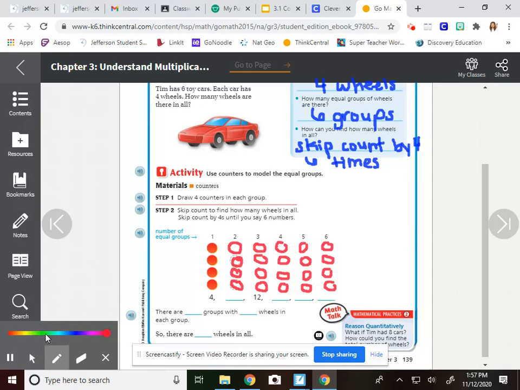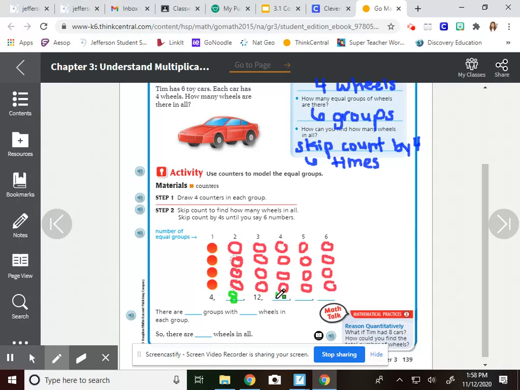Now we're going to skip count by 4s until you say 6 numbers. So we're going to put 1 number under each group. So they started with 4. Then if we skip count by 4s, 4 more is 8, right? We did 4 plus 4. Plus 4 more is 12.